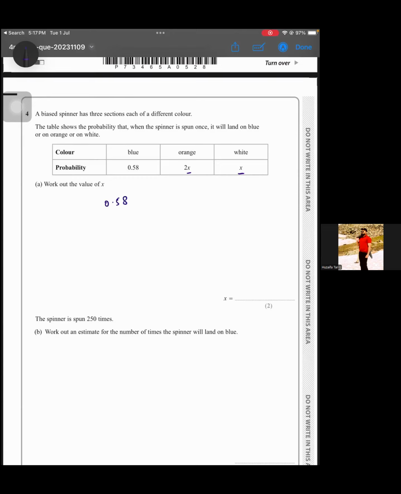So this is 0.58 plus 2x plus x, which will be equal to 1. So 3x is equal to 1 minus 0.58. The value of x is 0.14. So x equals 0.14.